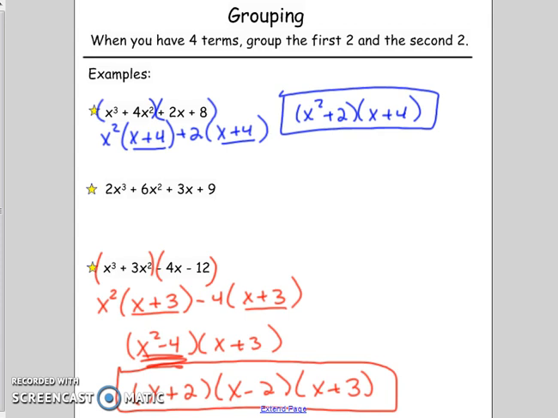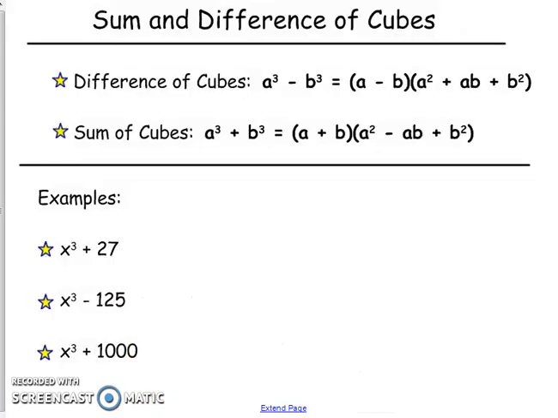The last type of factoring we're going to look at is the sum and difference of cubes. So this only works kind of like the difference of squares, where you have two terms only. In this case, they both have to be perfect cubes. So if you take the cubed root of each, you're using those values. So this is something where you have to memorize what it is.